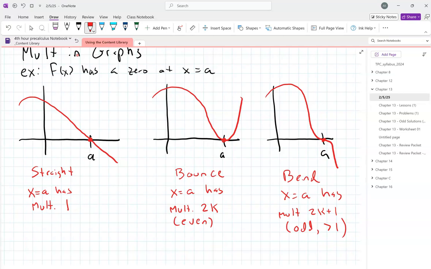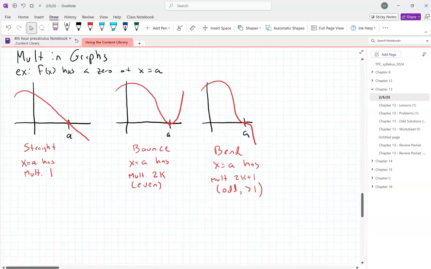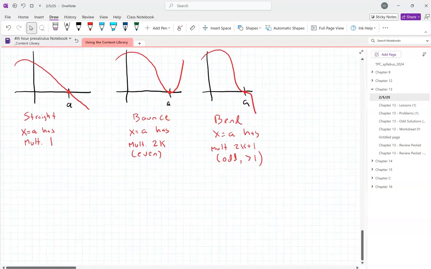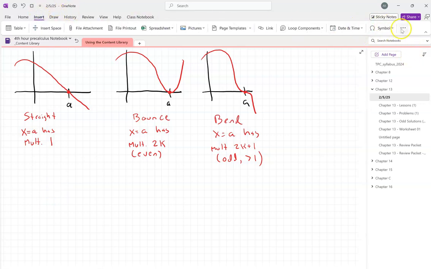Did you do this last year when you did this in Algebra 2? Do you remember multiplicities and bend, bounces, and straights? Maybe? Okay. Can be really helpful later on when we start dealing with higher degree polynomials or polynomials with terms more than 4.